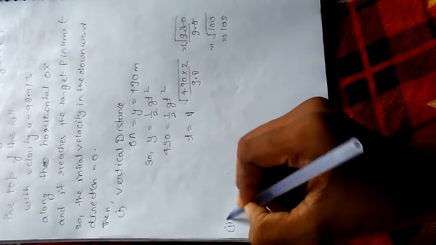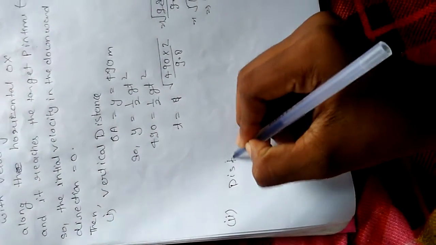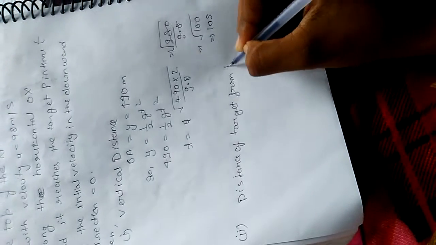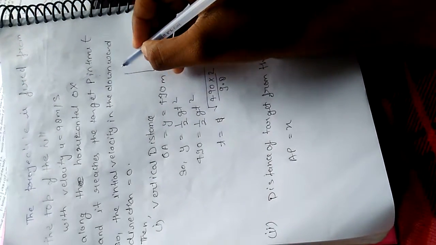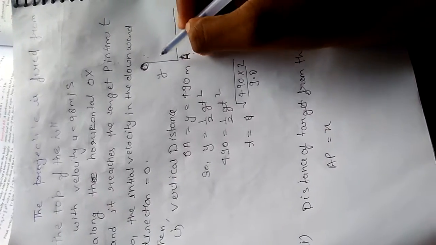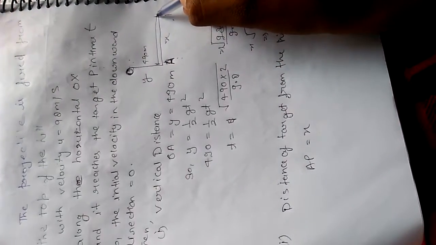And the second one: the question asks about the distance of the target from the hill. So let me find out. The distance of the target from the hill, AP, is equal to x. For convenience, let these be points O, A and P. This is the y component, which is the vertical distance OA. Y is equal to 490 meter, and this is your x, the distance of the target from the hill.